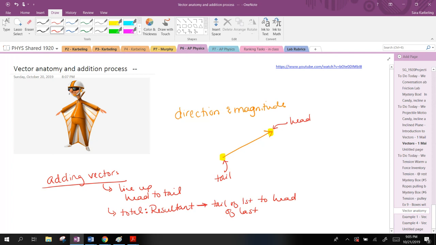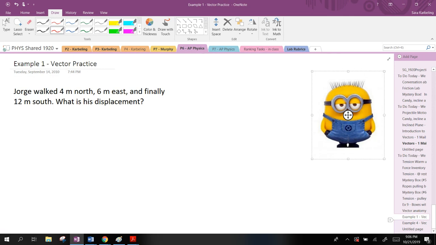I want to look at a couple of examples with you that have to do with displacement, because that's the easiest starting point, and then we will look at a forces example as well. So the first one that I wanted to look at here is an example about a minion named George. It says that he walks 4 meters north, then 6 meters east, and finally 12 meters south.